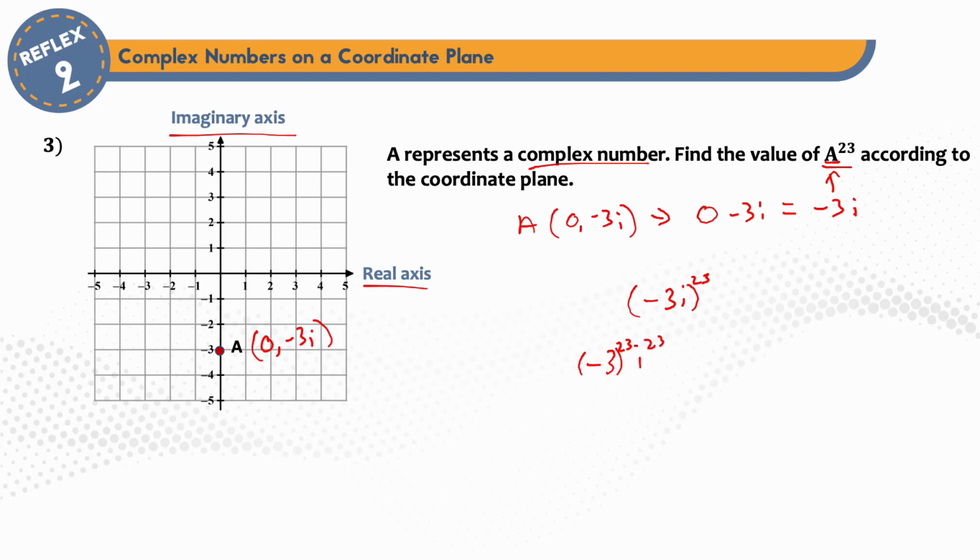To evaluate i to the 23rd power, we're going to divide 23 by 4. We know 4 times 5 plus 3, so that's going to be i to the 3rd power times negative 3 to the 23rd power. We know that i cubed gives us negative i. So we have negative 3 to the 23rd times negative i, which is going to leave us with 3 to the 23rd times i.